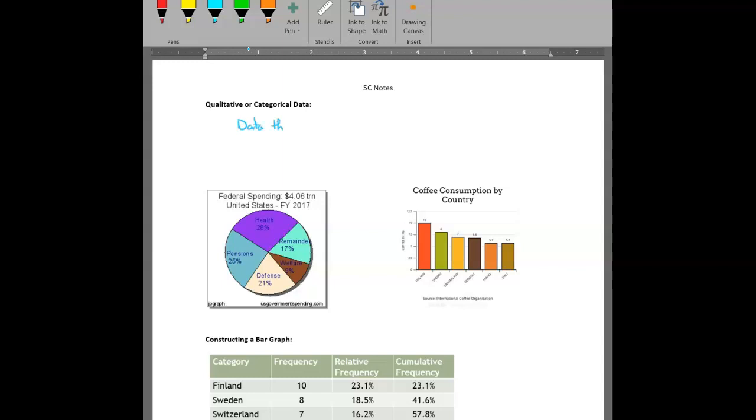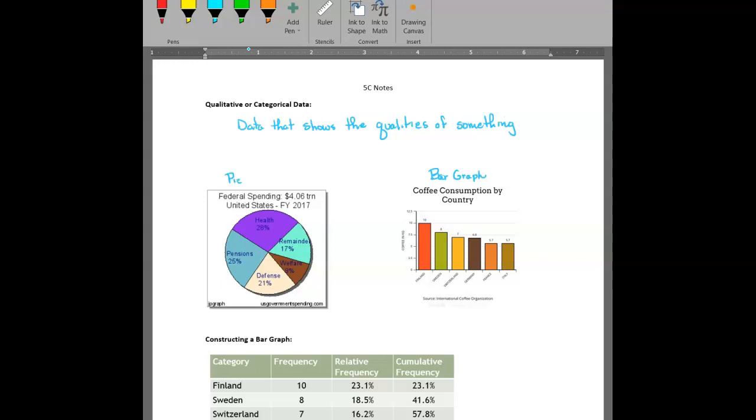data that shows the qualities of something. All right, so we most often use bar graphs. Okay, so a bar graph, or we use a pie chart.